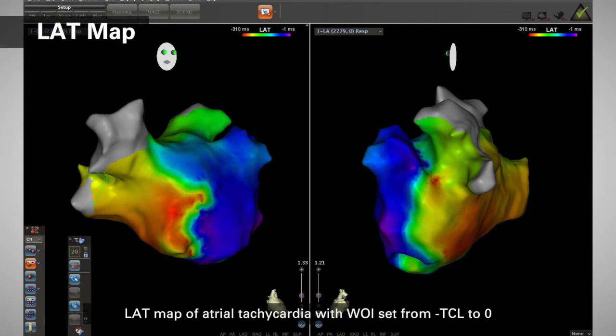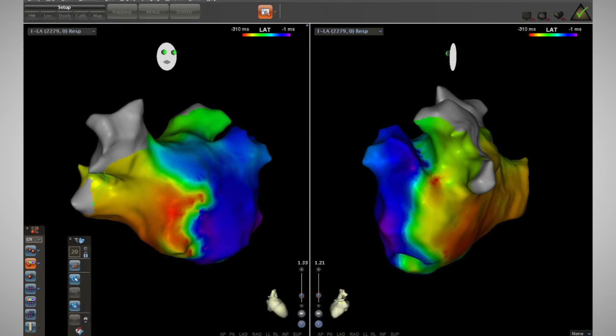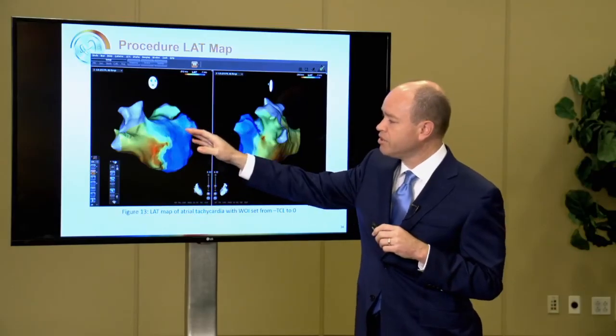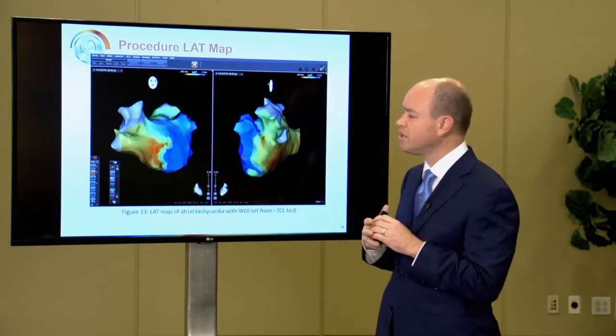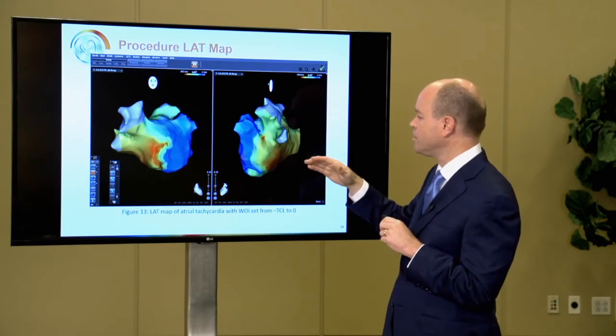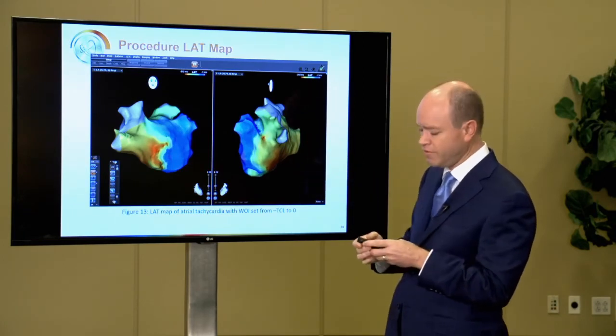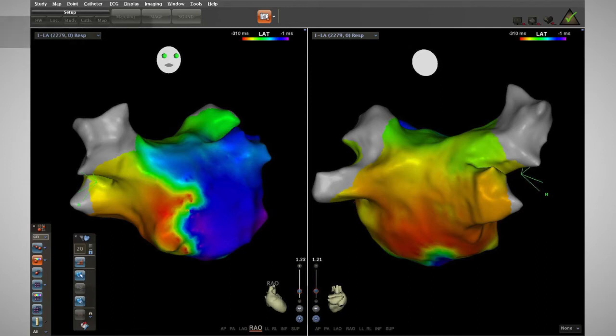The initial procedure was a standard LAT map. Again, the window of interest is set at minus 100% of the tachycardia cycle length to 0. And this is demonstrating that, unlike the first case, we do have some elements of an accurate, reasonable LAT map. We are seeing activation across from high to low across the anterior left atrium and down the septum. We can also see some elements of low to high activation on the posterior wall. And I'll switch views.